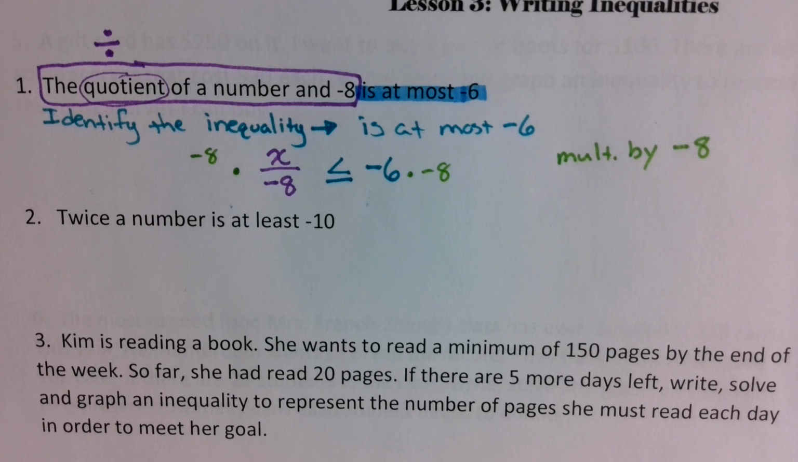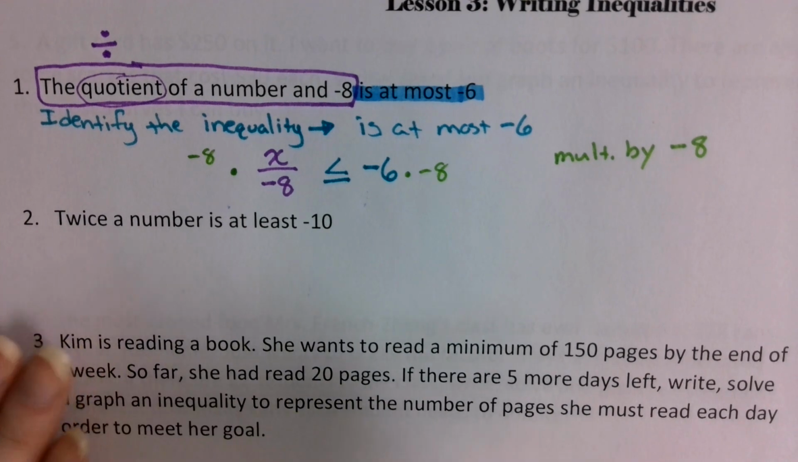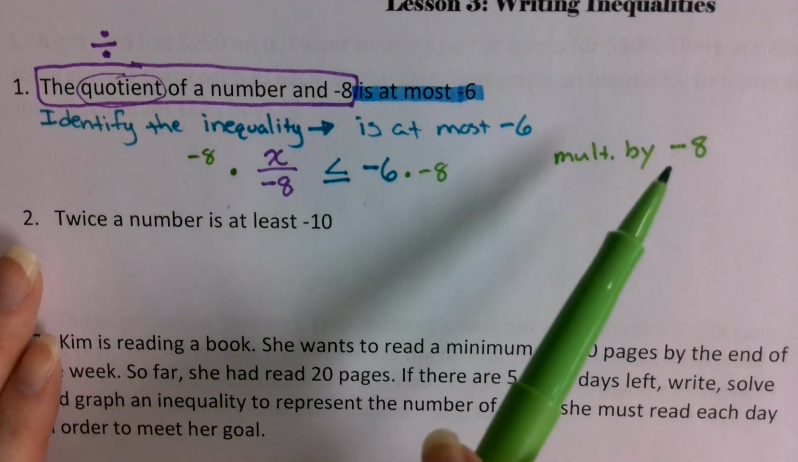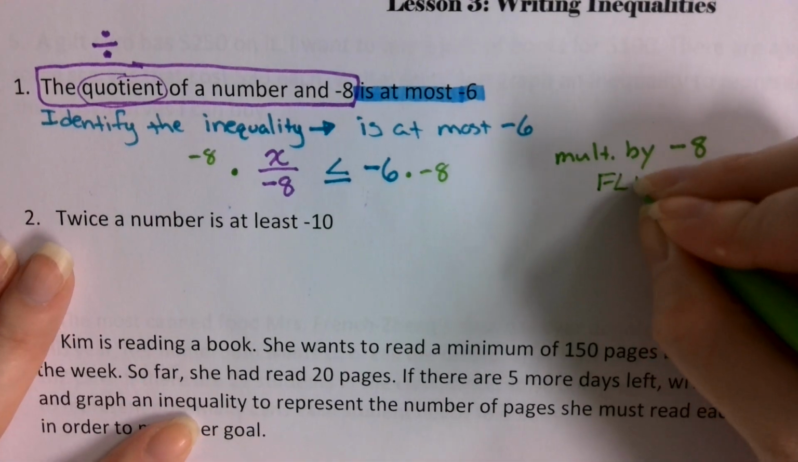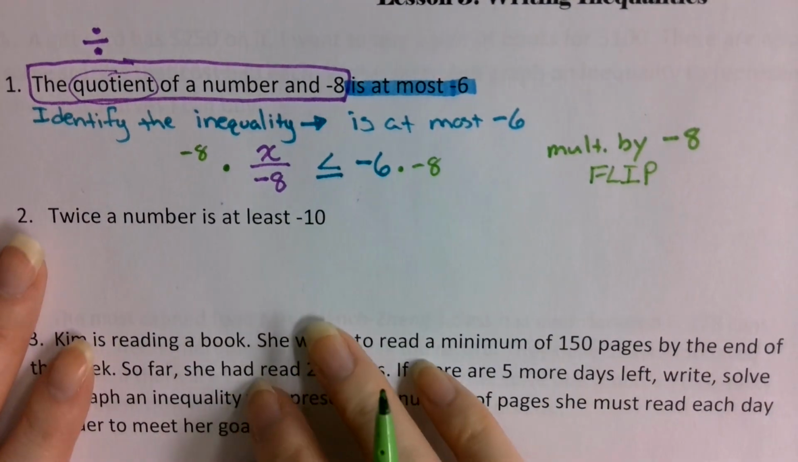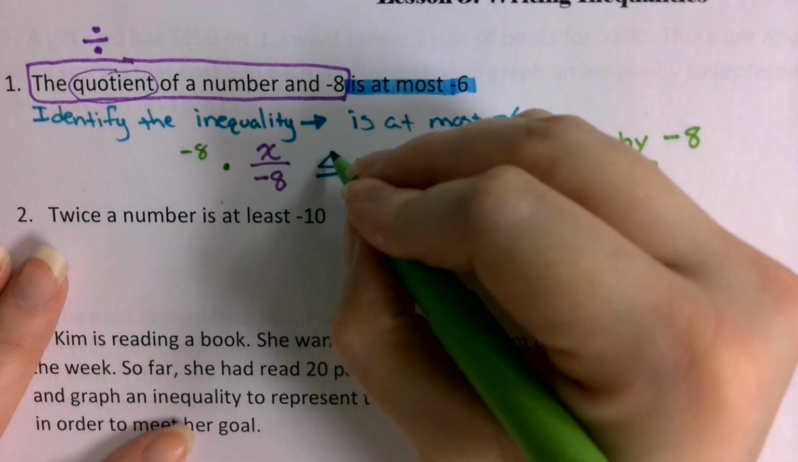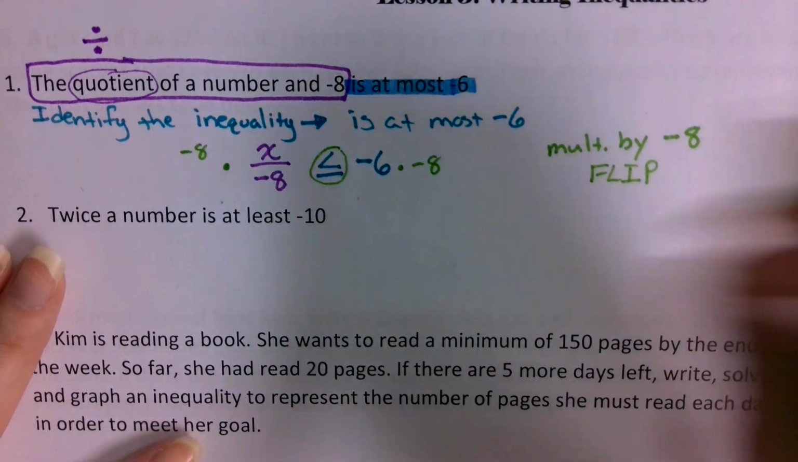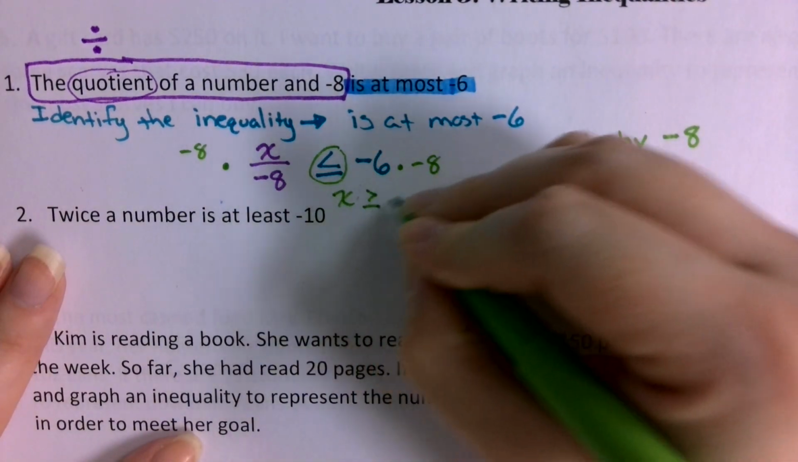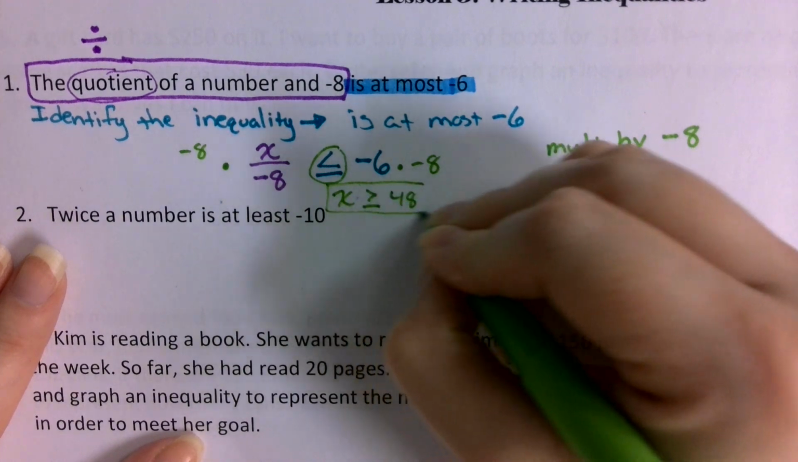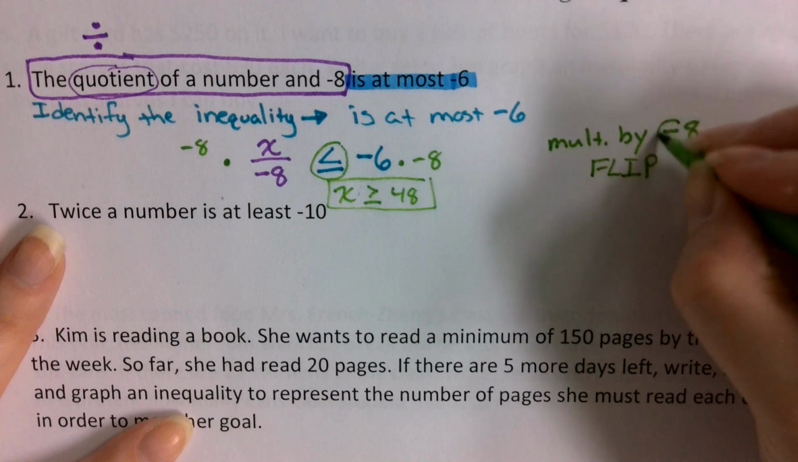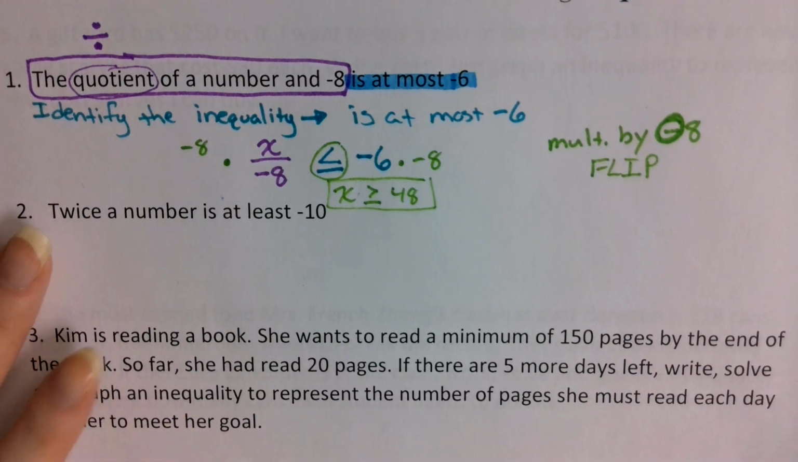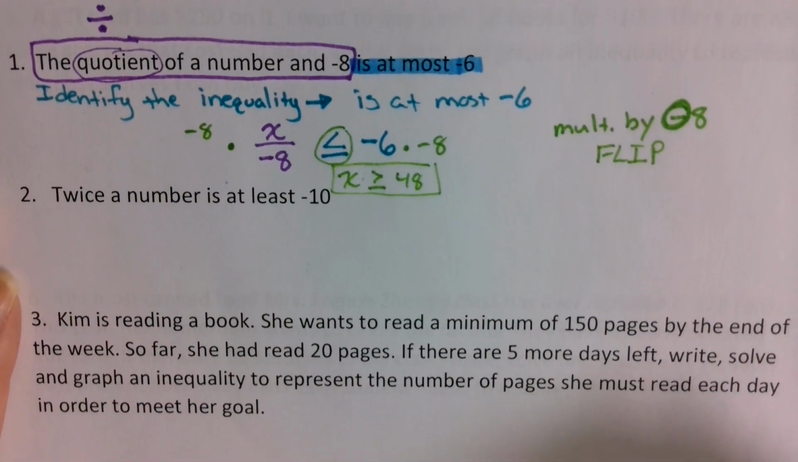Flip. So those of you who actually did watch your notes when I was out, when you multiply or divide by a negative, you flip your inequality symbol. If you did not watch those notes, you might want to, so that you know what you're doing. Okay? You need to now flip your inequality when you solve. So this becomes x is greater than or equal to 48. That would be your solution. When you multiply or divide by a negative, it causes you to flip your inequality.